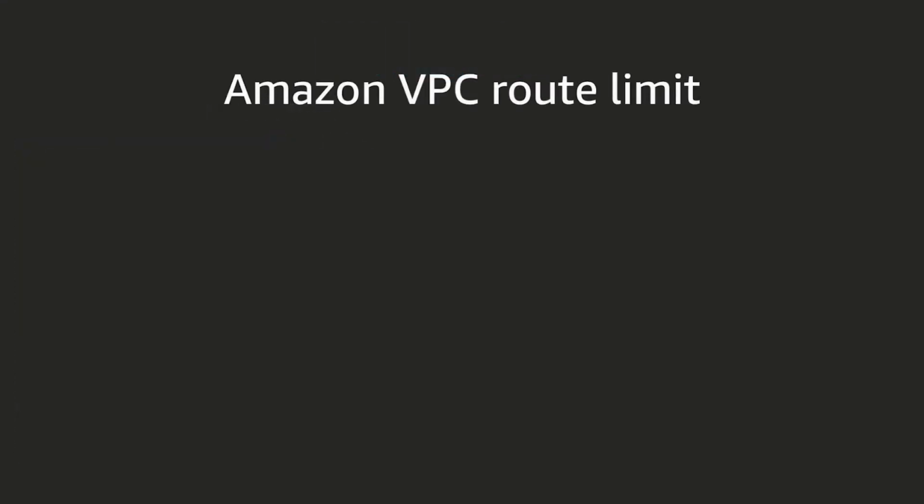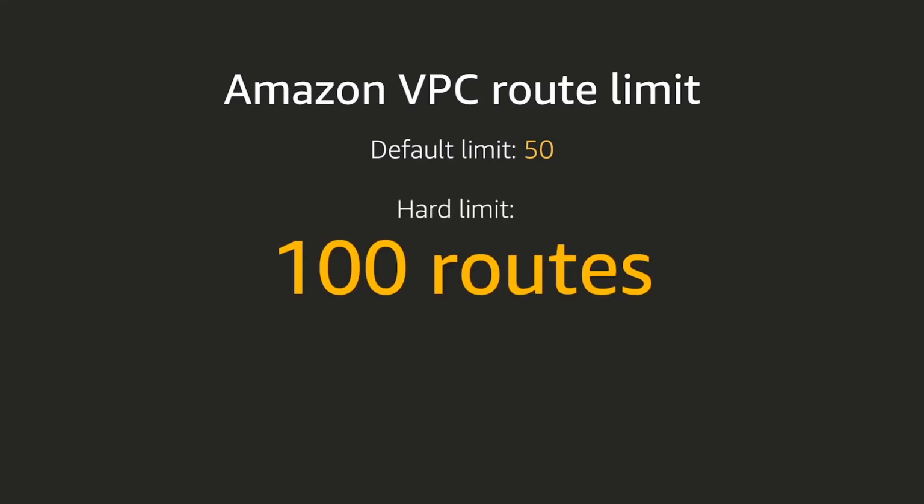Okay, so that was Direct Connect. Now I want to talk about Amazon VPC route limits, and this was actually something I was really passionate about for a couple of years here. The default limit within a VPC for routes in a route table was actually 50 for the longest time, and the hard limit was actually 100 routes.